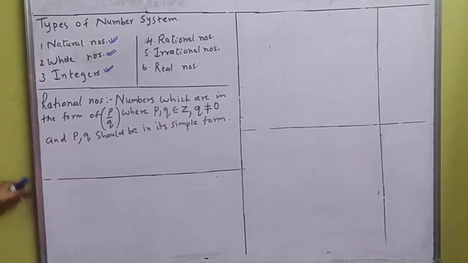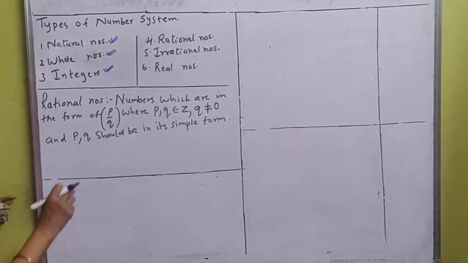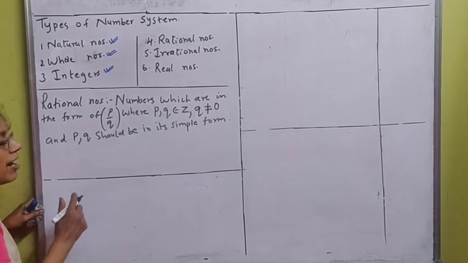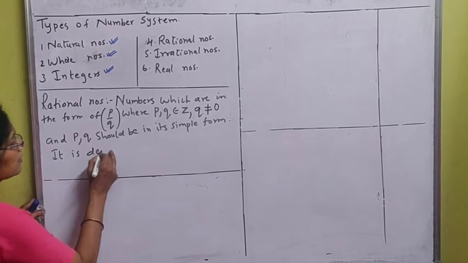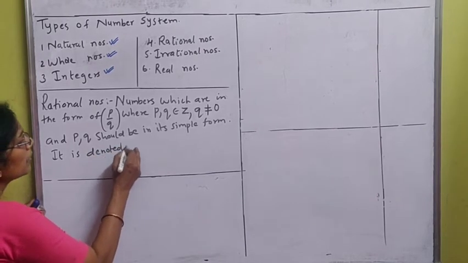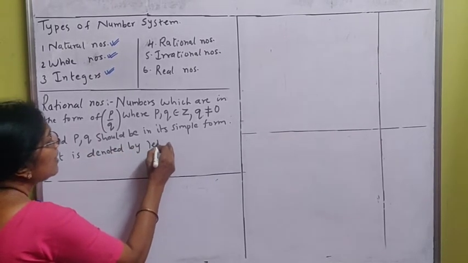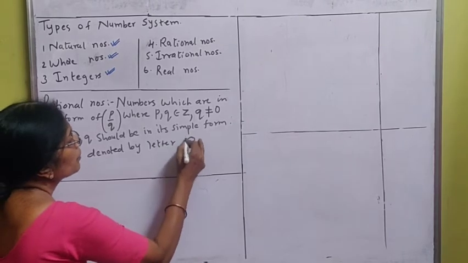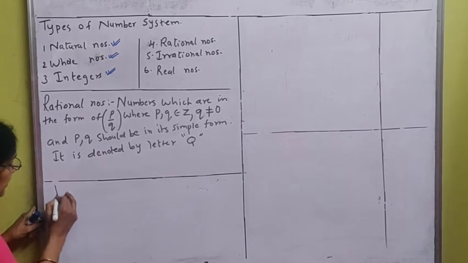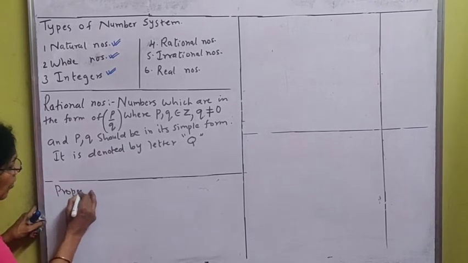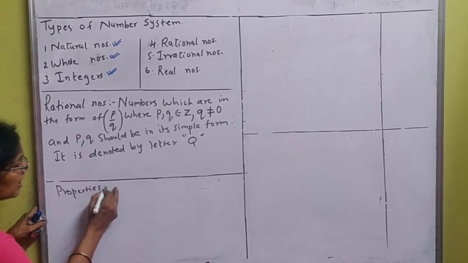As we saw, the natural numbers, the whole numbers and integers are denoted by a particular letter. Even the rational number is denoted by a letter. It is denoted by the letter Q. So the capital Q represents the rational numbers.